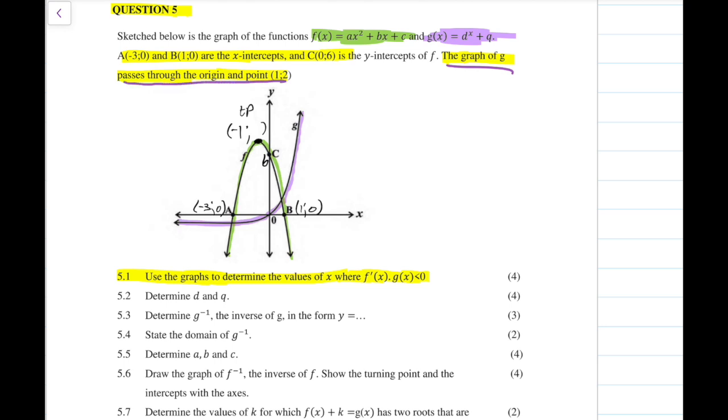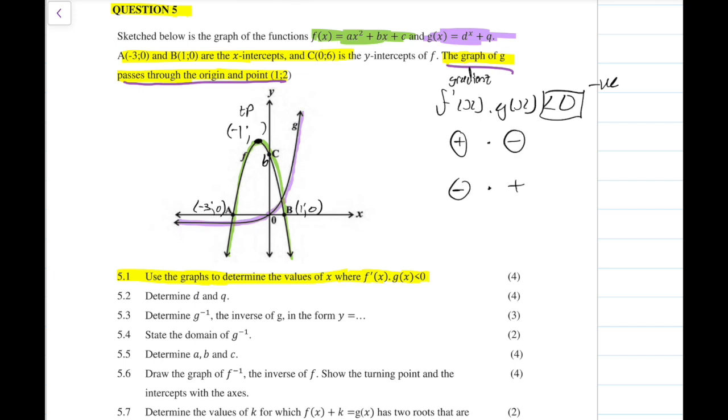Okay, it says determine the values of x where the first derivative of f of x times g of x is less than 0. Now, immediately you need to remember that the first derivative here means gradient. Then here they're saying where is this less than 0? Remember that less than 0 means specifically negative values. How do you get to a negative? A positive times a negative, or a negative times a positive. Now you need to first identify where you have a negative gradient and where you have a positive gradient for f of x.